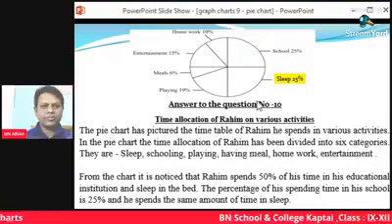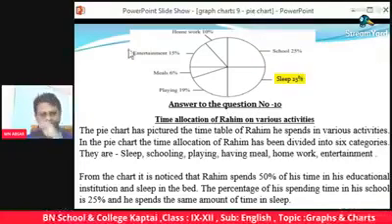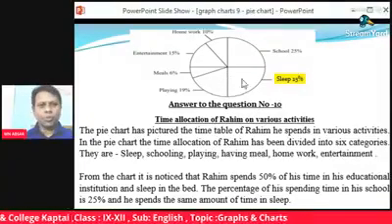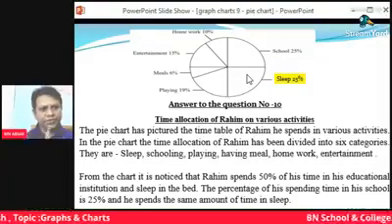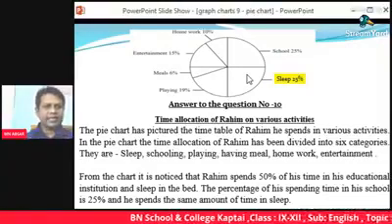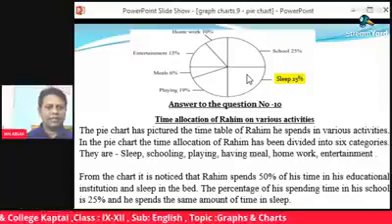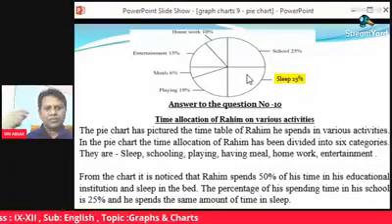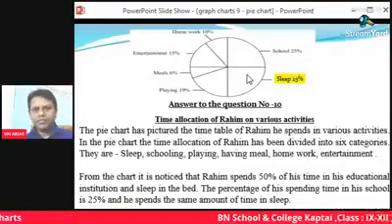Now I'm going to describe the chart, okay? Look at the chart here. I have shown the chart in my different slides so that you can easily understand. You can watch the chart and match it with your answers, okay? Look at the chart now.